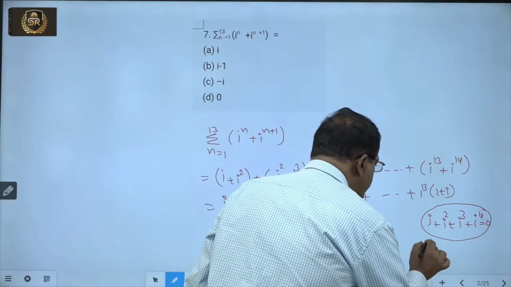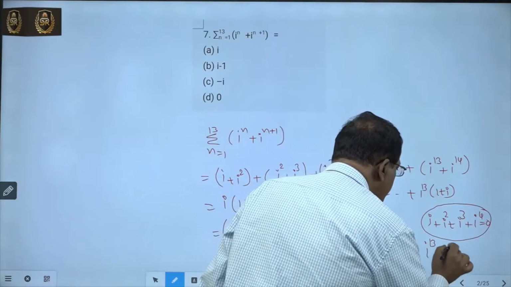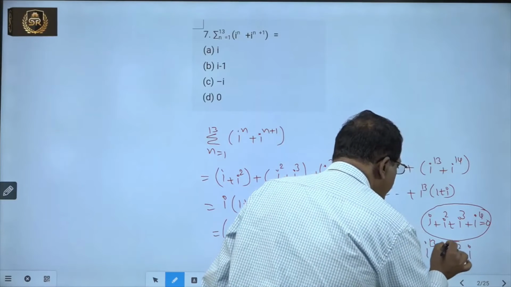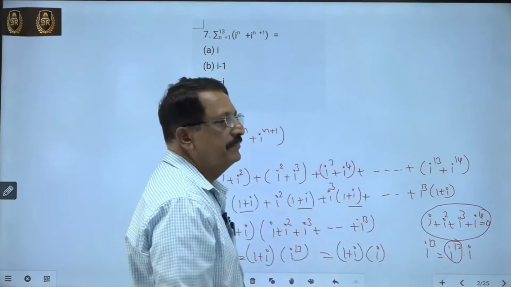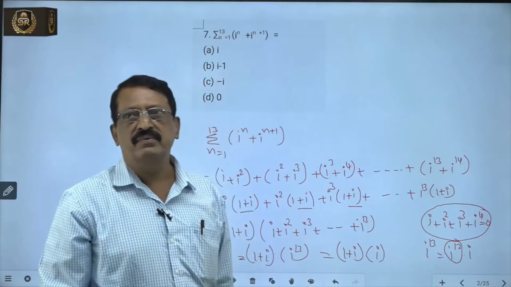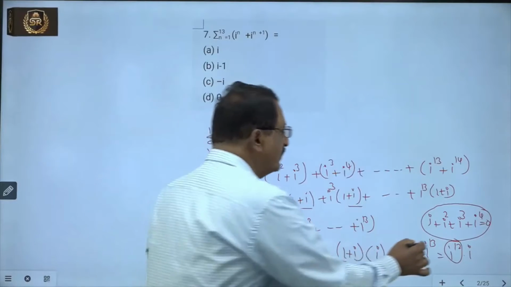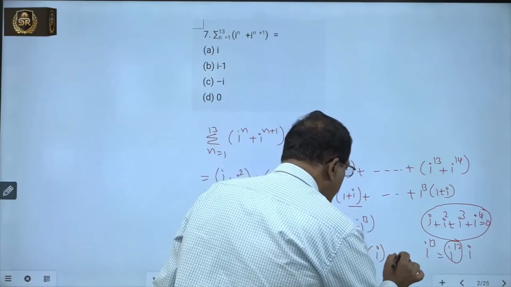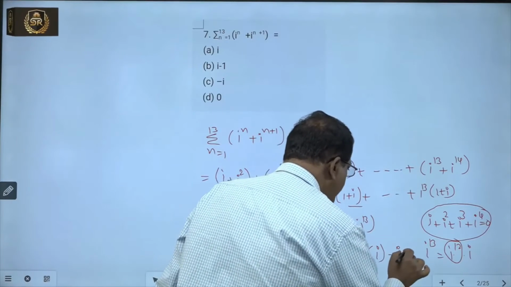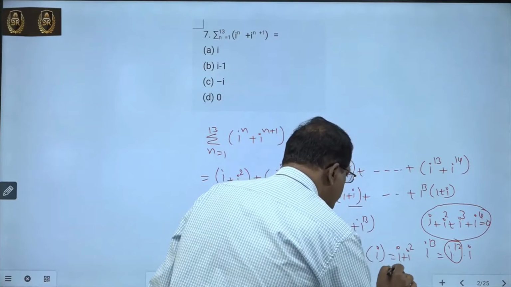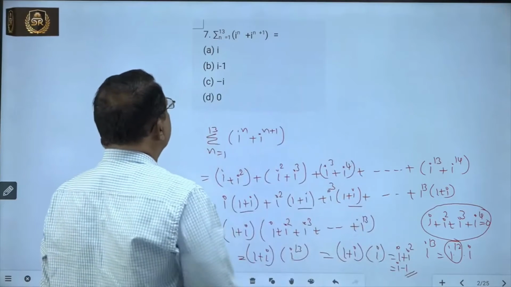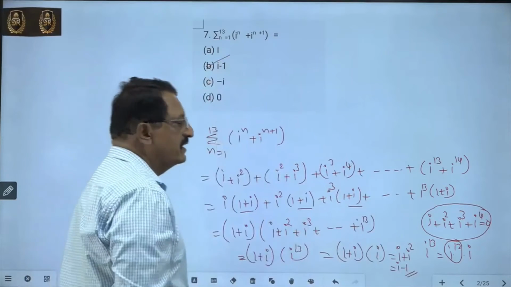That equals 1 plus i into i to the power of 13, and i to the power of 13 equals i, because i to the power of 13 equals i to the power of 12 into i. But i to the power of 12 is i to the power of 4 whole cube, and i to the power of 4 equals 1. Therefore, i to the power of 12 is 1, into i, that equals i. So i minus i plus i square equals i minus 1. Answer is i minus 1. Second option is correct.